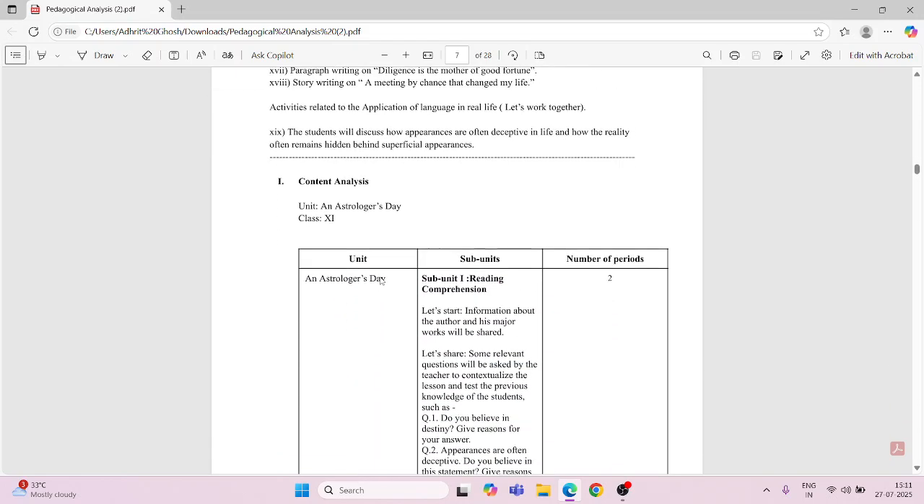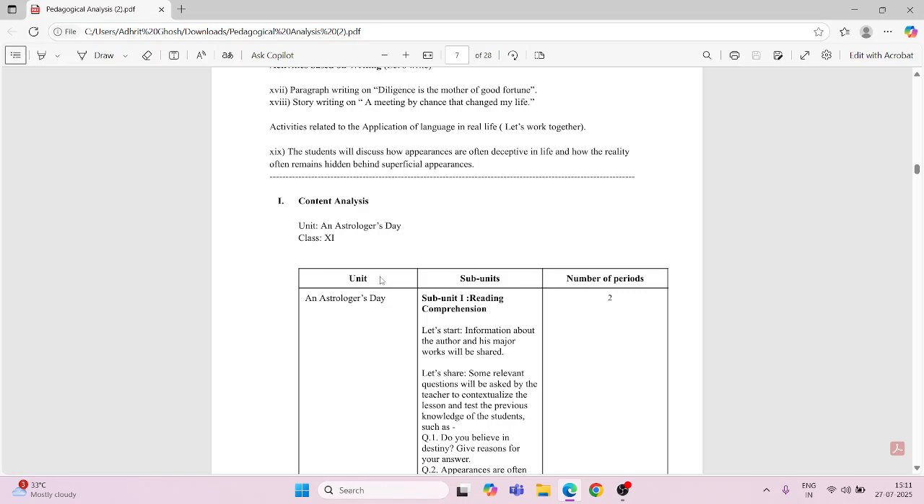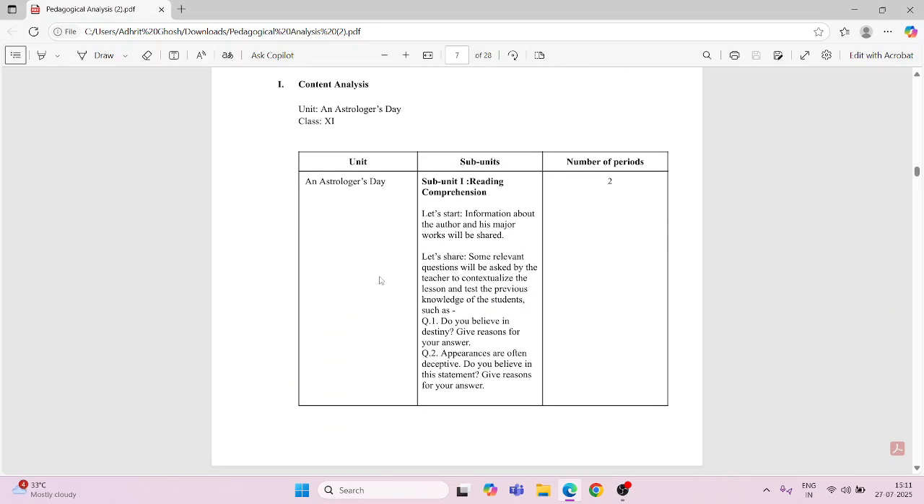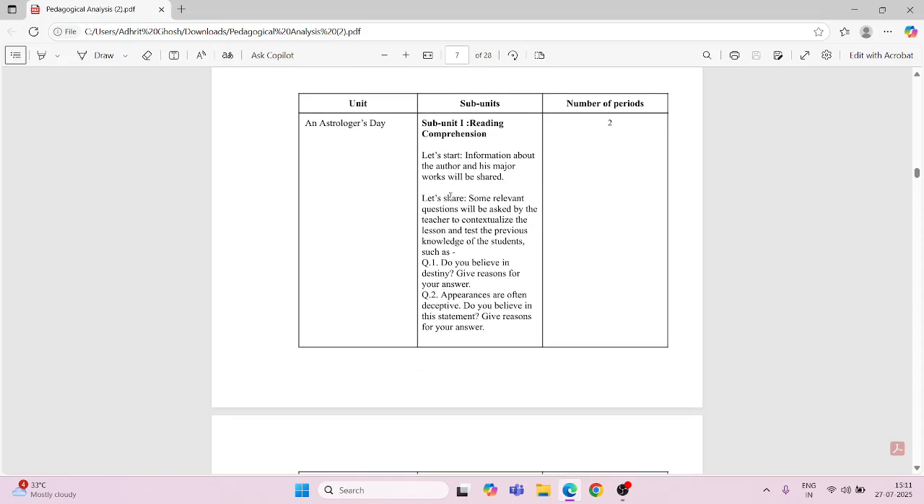In this segment, what we basically do is note down the lessons, in a tabular form, the various subunits, and then the number of periods that might be required for teaching each subunit. The unit is the chapter, this is the subunit. So you can arrange it in this way also.